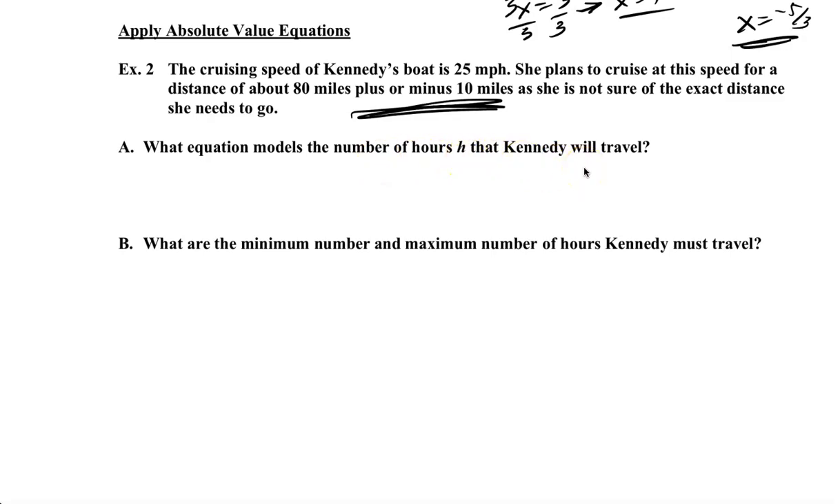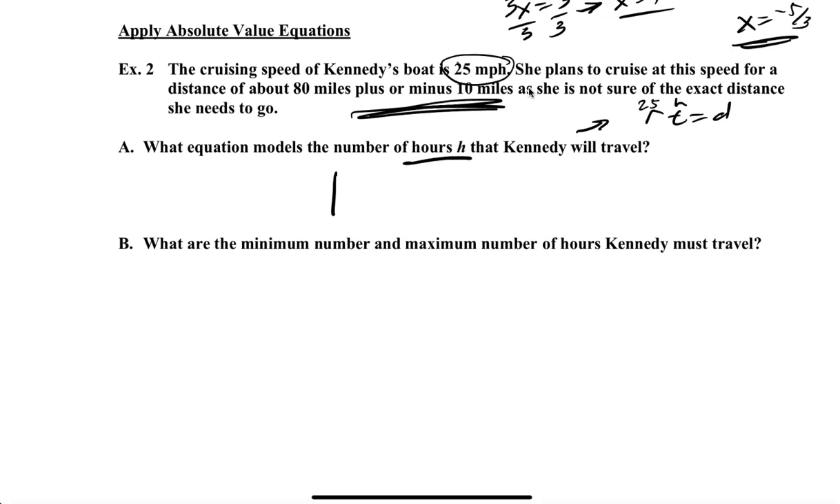So we need a formula for this, and our formula is going to be good old rate times time equals distance. Right, we're talking about distance, we have a rate, and we're trying to figure out the time. So our time here, hours, that's our time, so we're going to put an h right there. So we're going to have this formula. Our rate is this guy, 25 miles per hour, so 25.